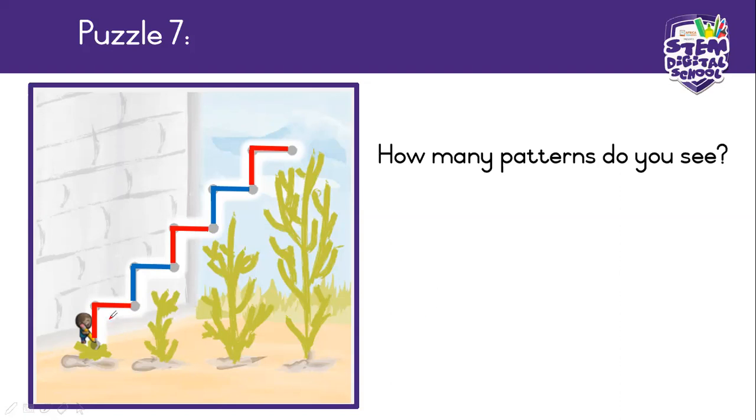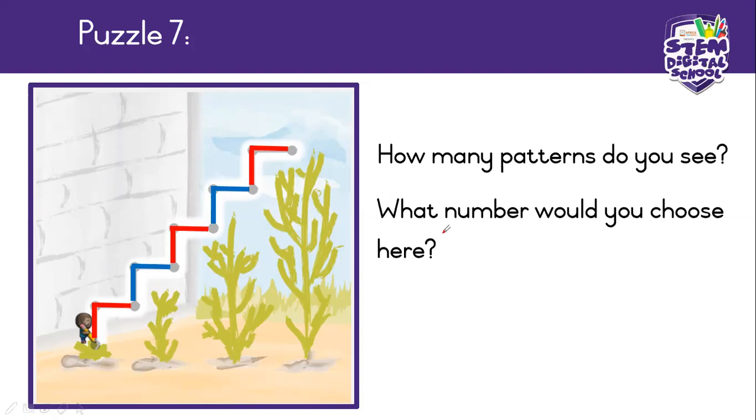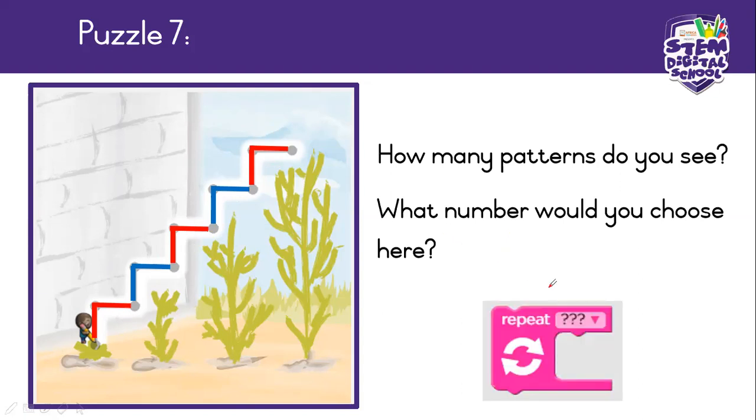Okay, let's see. There was 1, 2, 3, 4, 5 times that this puzzle repeated. So if we put a repeat block, what number would you put in here? The same number as the amount of times that you counted here. So let's count again: 1, 2, 3, 4, 5. So who can tell me which 2 blocks you will put in there and how many times? That is a hard question.